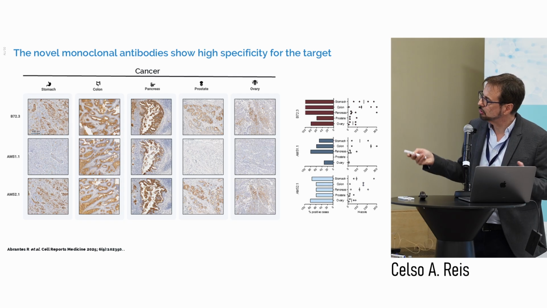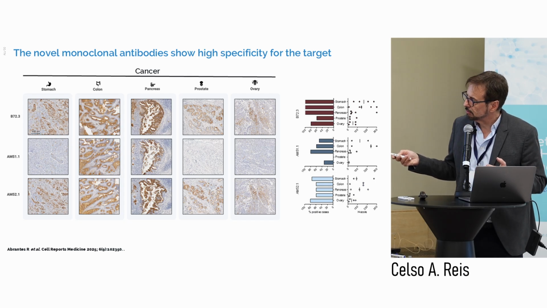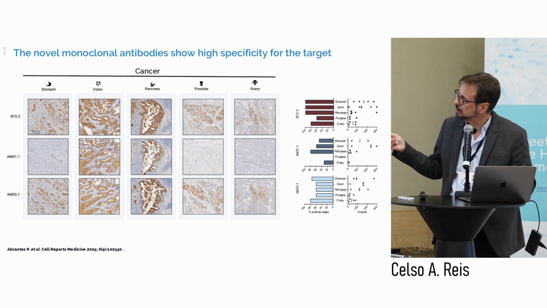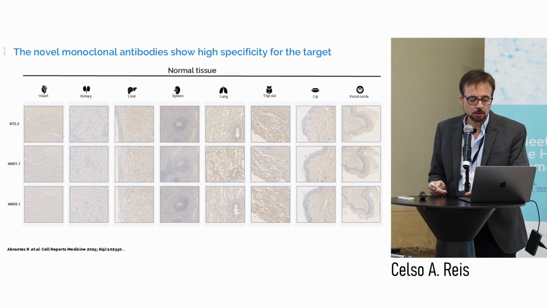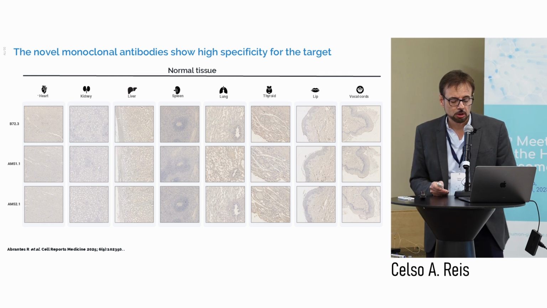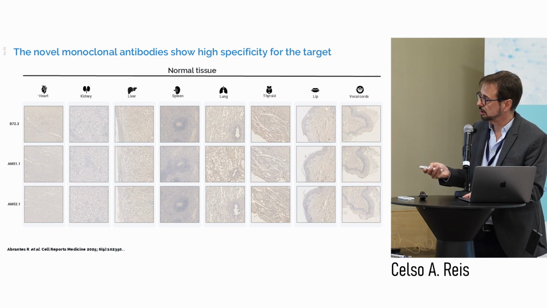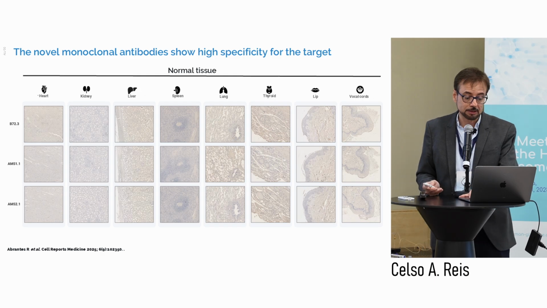So these are tumors, we analyzed different cohorts, but this is just to illustrate that they are really detecting different types of tumors: stomach, colon, pancreatic, prostate, and ovary. And when we analyze normal tissue, these antibodies did not detect any of the target, as expected, in the normal tissue.